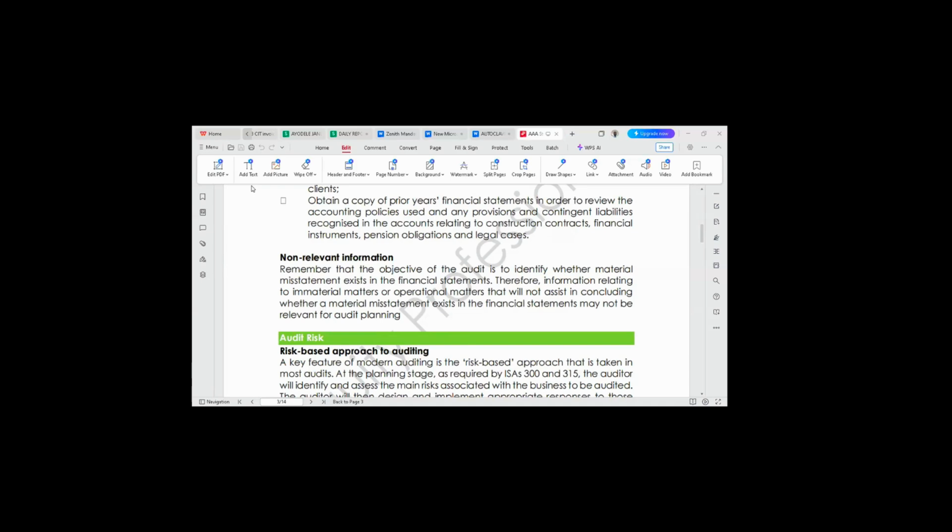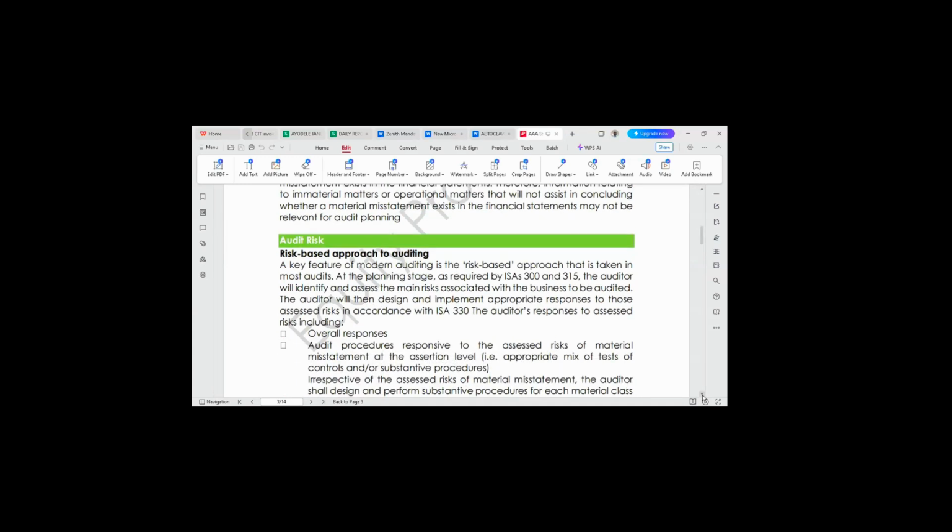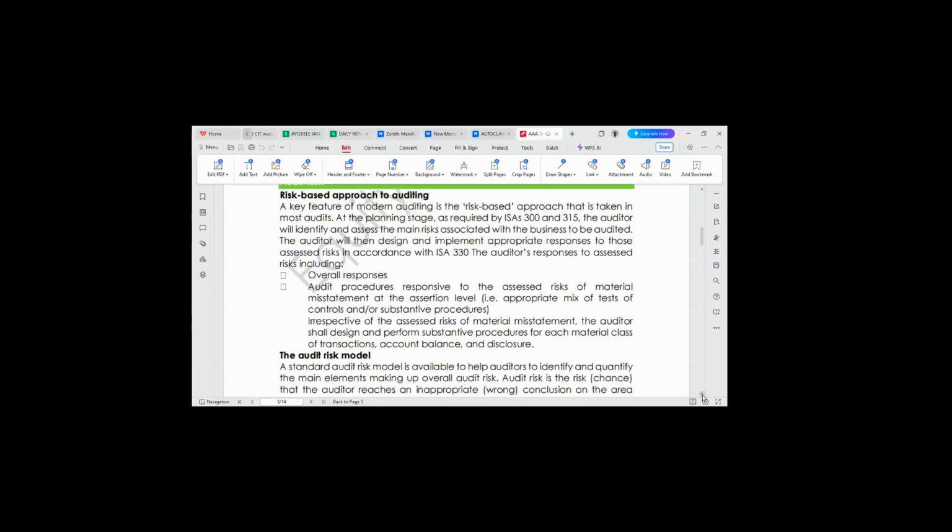But the whole essence of audit risk is that at all times, you cannot eliminate audit risk, but you can reduce it to the lowest acceptable level. Lowest acceptable level. I hope you are getting it. Are we together? Yes, sir. Okay, all right. So we are going to look at them one after the other: inherent risk, control risk, and detection risk.